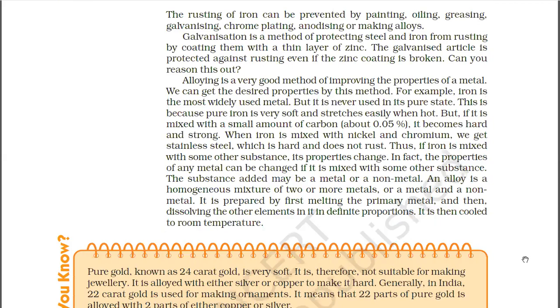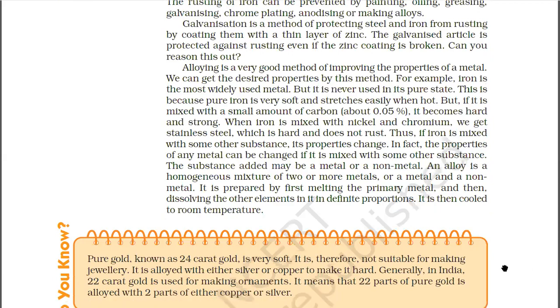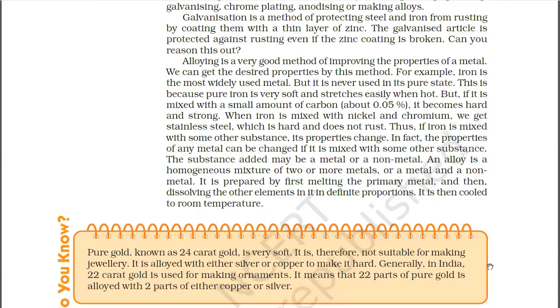Alloying is a very good method of improving the properties of a metal. We can get the desired properties by this method. For example, iron is the most widely used metal, but it is never used in its pure state. This is because pure iron is very soft and stretches easily when hot. But if it is mixed with a small amount of carbon, it becomes hard and strong. When iron is mixed with nickel and chromium, we get stainless steel, which is hard and doesn't rust.